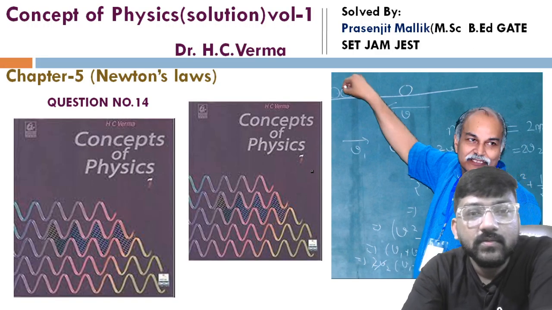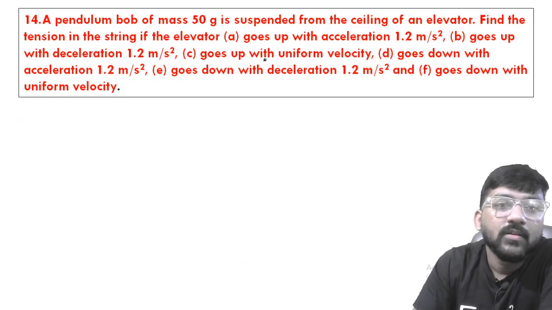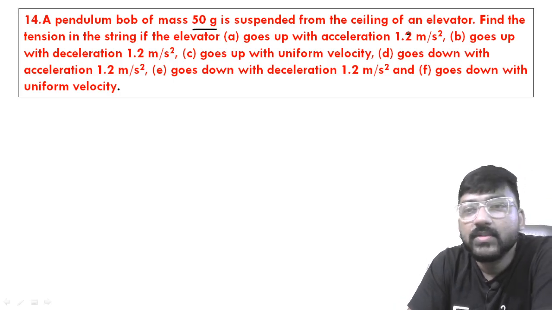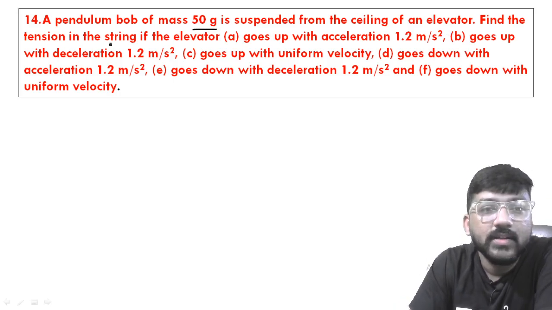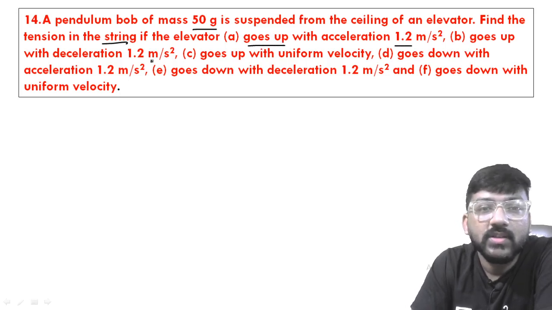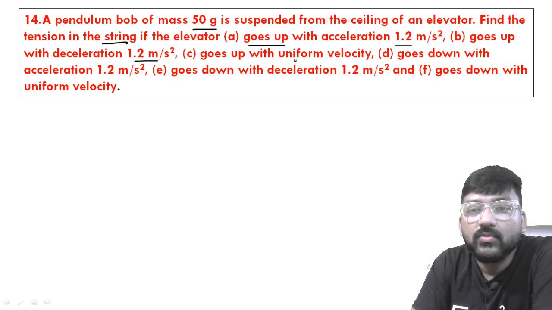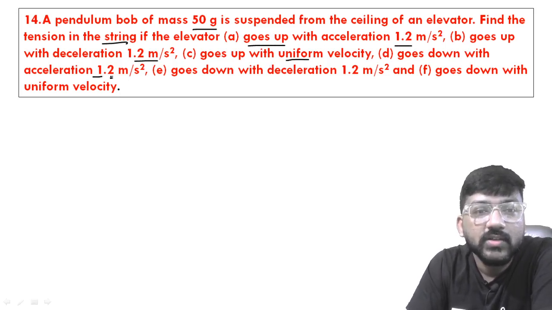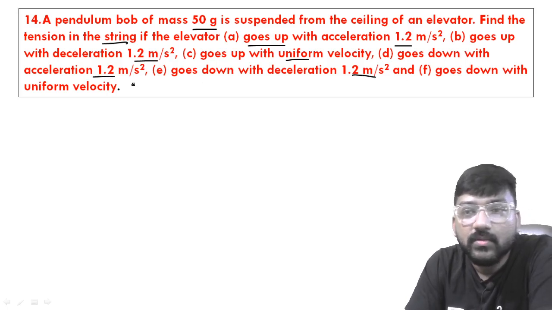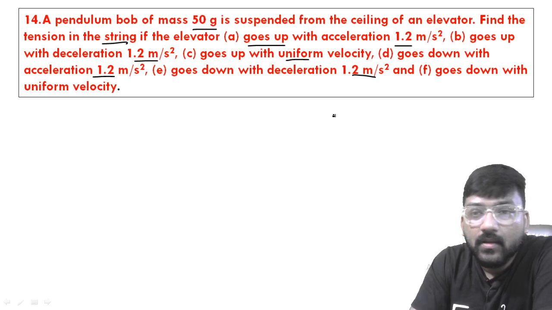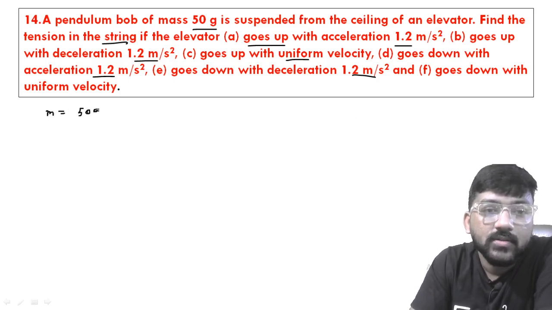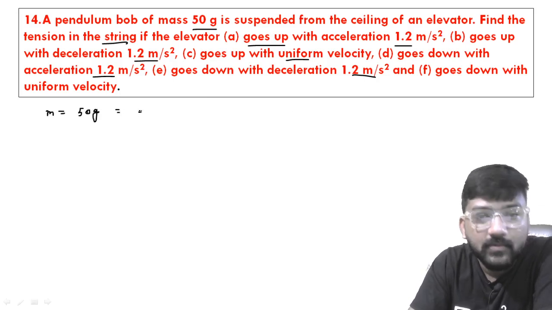Now let's move to the next question, question number 14. A pendulum bob of mass 50 gram is suspended from the ceiling of an elevator. Find the tension in the string if the elevator goes up with acceleration 1.2 meters per second square, goes up with deceleration 1.2, goes up with uniform velocity, goes down with acceleration 1.2, goes down with deceleration, and goes down with uniform velocity. So several cases are there. Let us first draw the diagram. The mass of the pendulum is 50 gram, that means 0.05 kg.